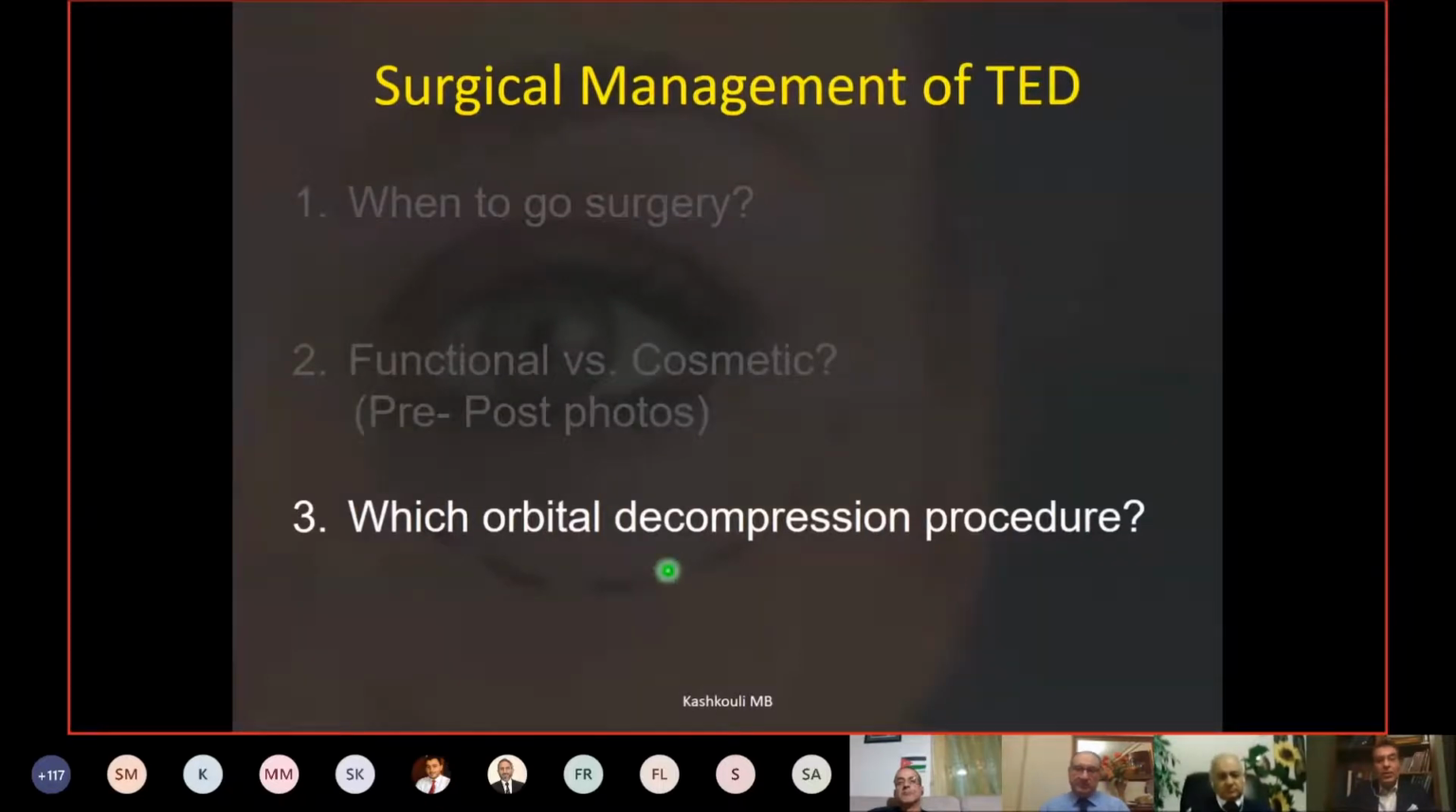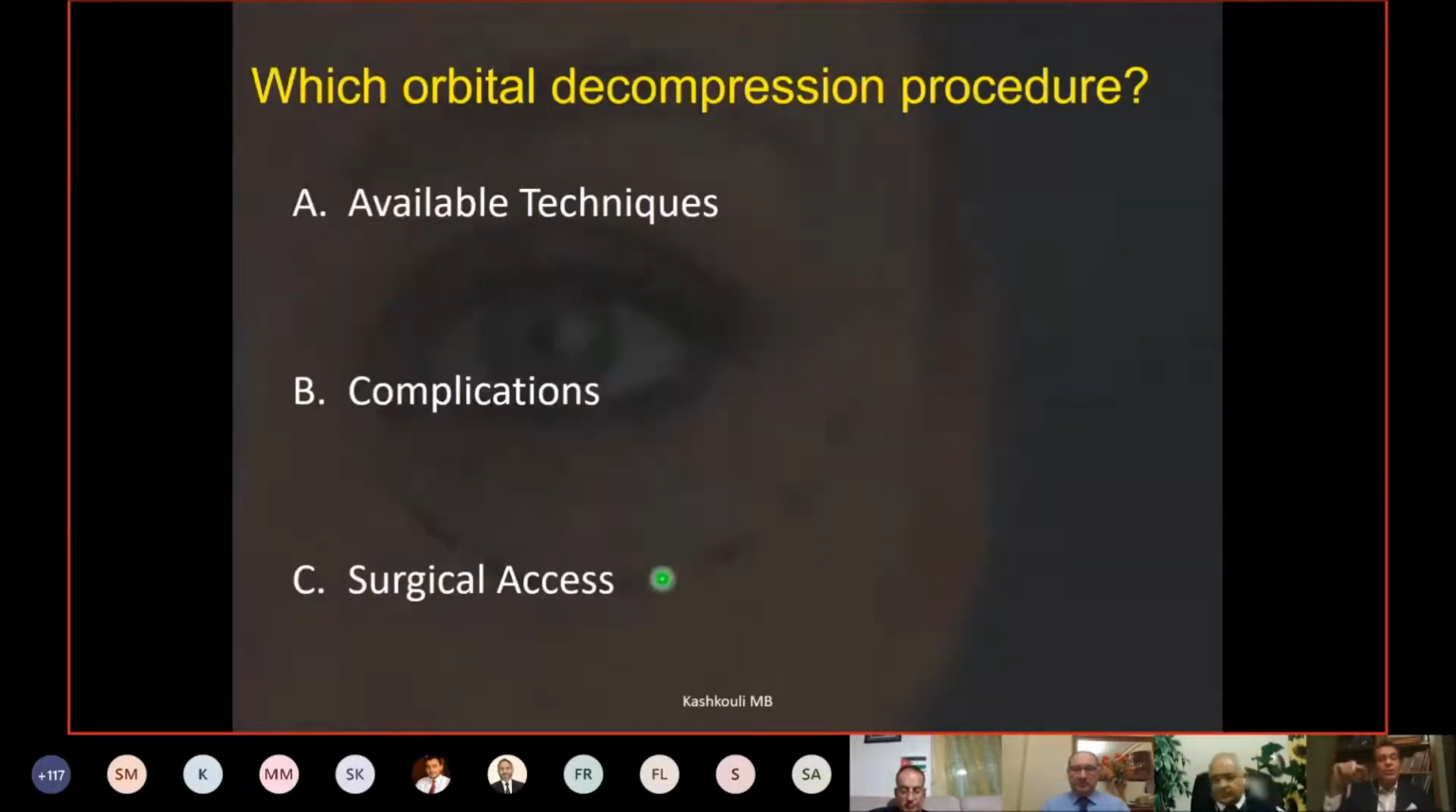So going to the third topic, what type of decompression we need to go for and which one is the preferred one? To answer this question, we need 3 sets of information. One, the available techniques. The second one, the complications we get out of each technique. And then the access we get from each type of procedure. Then I will give you our preferred one in 2 types of thyroid eye disease cases at the end.